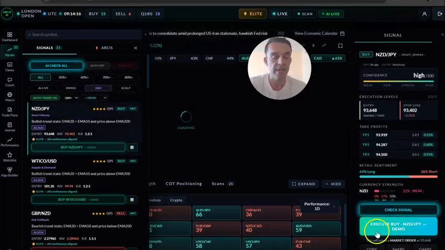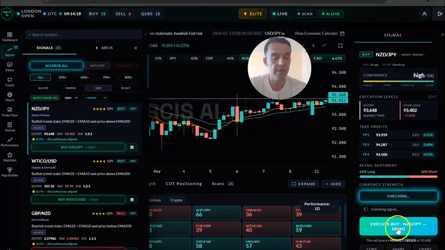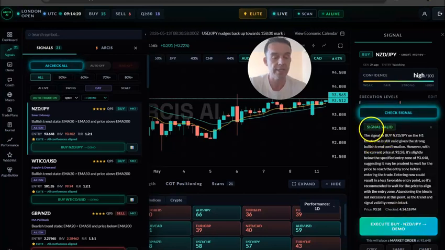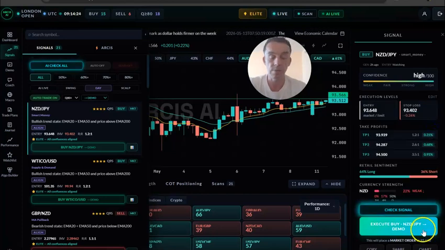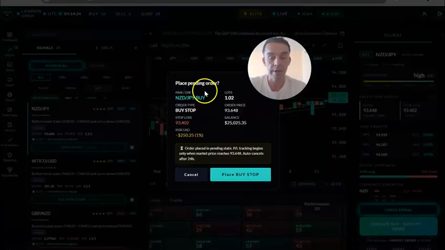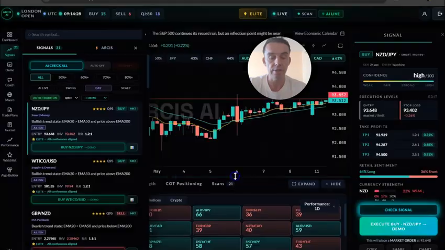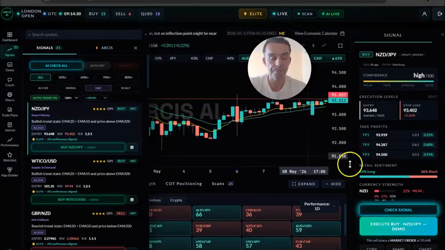You can select a setup. You can check the signal like that. Ask AI to check the signal. If it comes up signal valid, it's good. If you want to just execute straight to your demo or your live account, you can just say place buy stop.